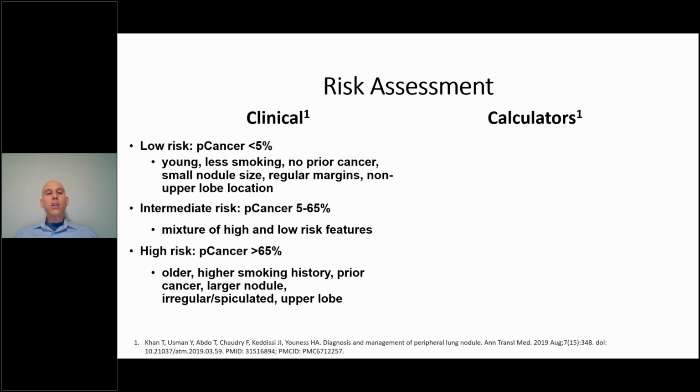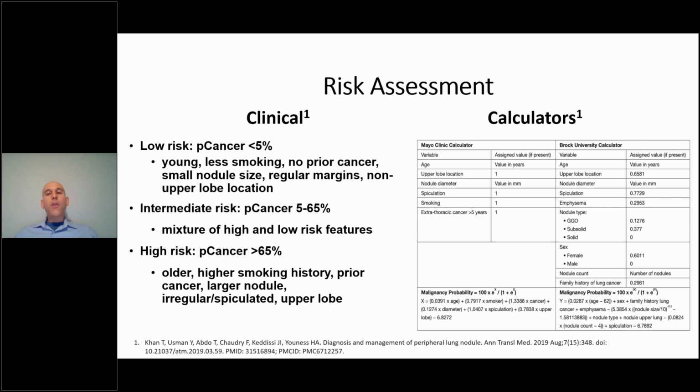And you can see that there's a pretty good sense for when something's low risk or high risk, but there's a really wide range for what may be an intermediate risk, kind of a mixture of those high and low risk features. And of course there are calculators that are validated to help, but nothing is really 100% accurate in terms of predicting malignancy itself.